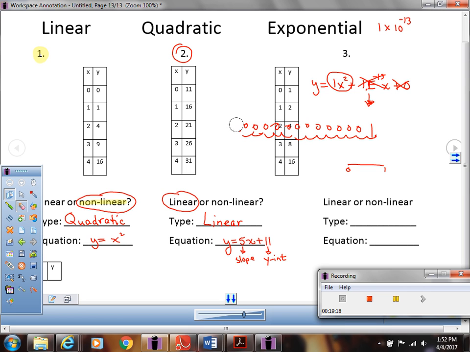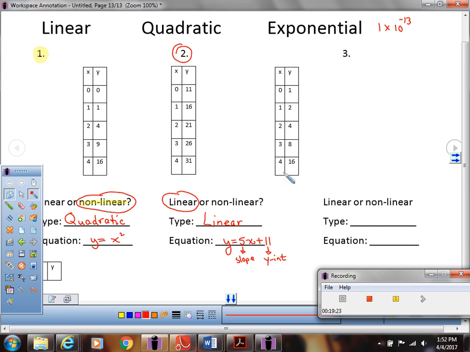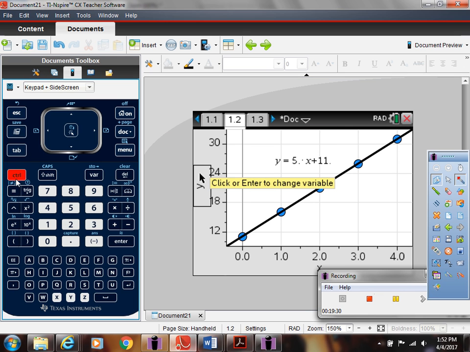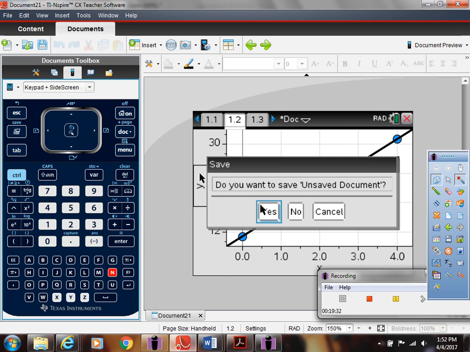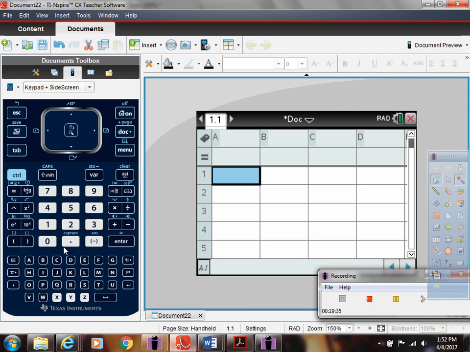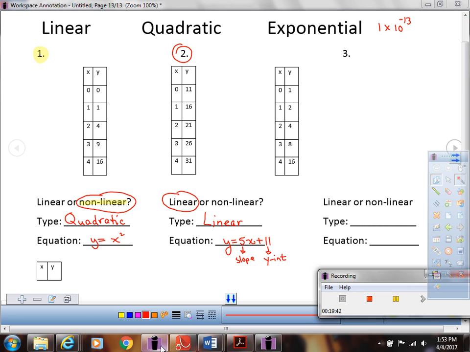I want you to try number 3. We're going to do 3 together, and then you're going to do 3 on your own. So try the next one, this one right here. And again, don't forget to hit Control-N. Finish number 3. Are you done with 3? Finish 3 and then you can go.